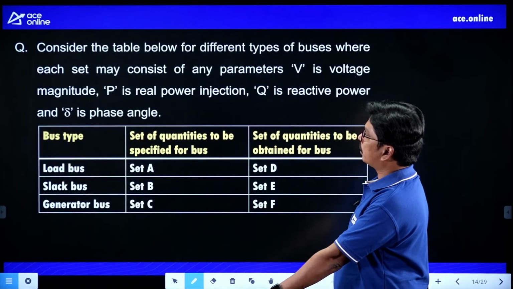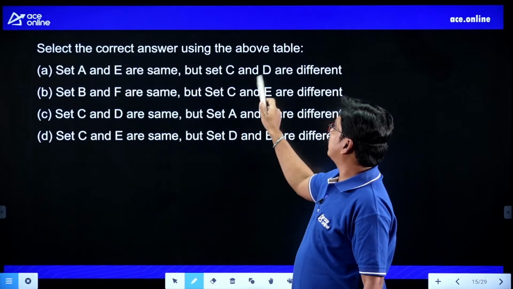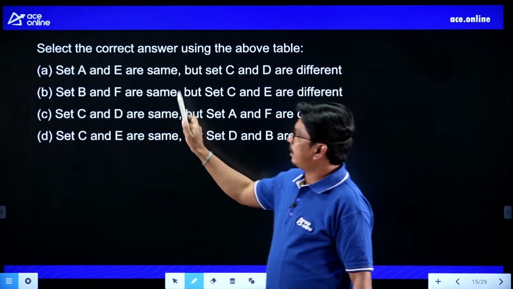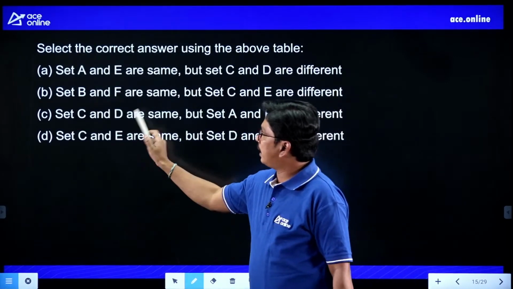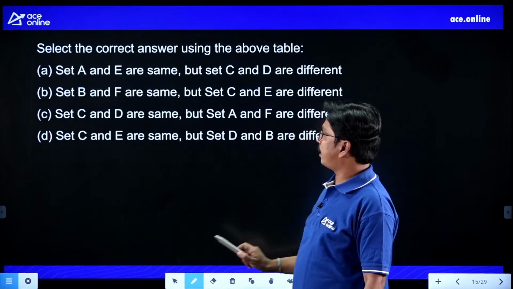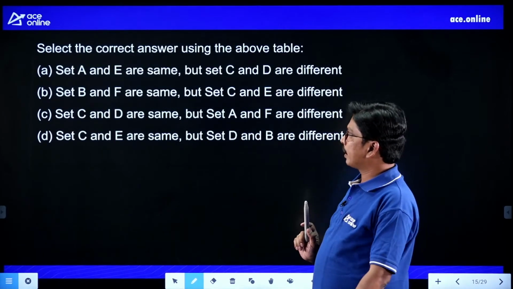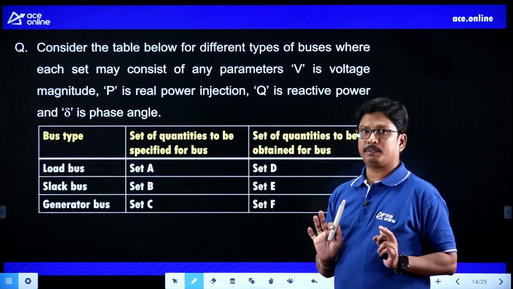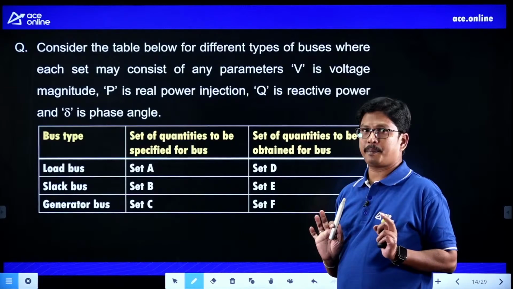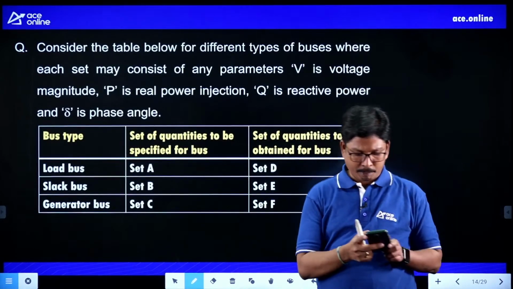The question is: A and E are same but C and D are different; B and F are same but C and D are different; C and D are same and A and F are different; C and D are same but D and B are different. See here, first of all write which are same and which are different. So just I can expect this answer from many students.